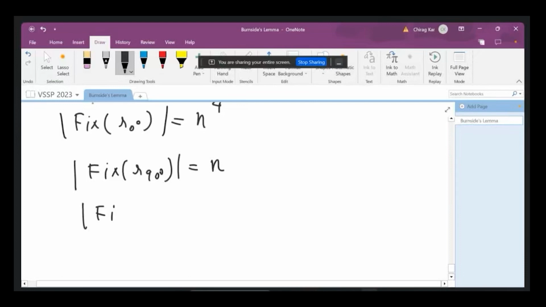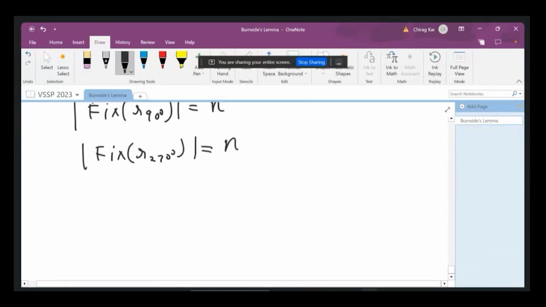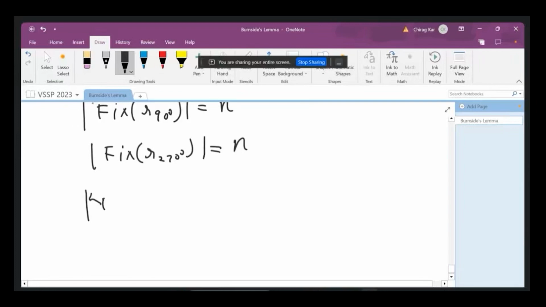Moving on, similarly, we do the same exact analysis for our R 270, and this gives us n colors over here. And finally, the hardest of them all, which is the R 180 degrees rotation.